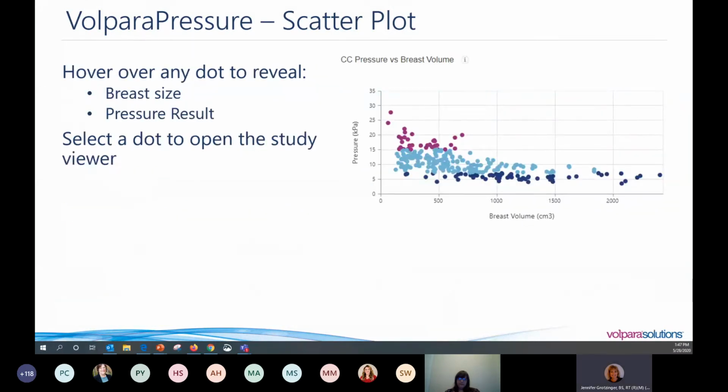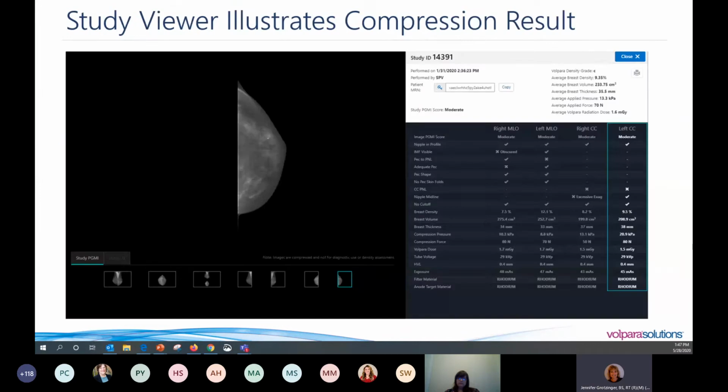How you can use this scatter plot is you can hover over any dot, just like this, and reveal the patient's breast size and the pressure result for that image. If you then click on that dot, you can open the study viewer, just like this. When you open the study viewer, it's going to open up to that specific image. So you'll be able to see whether it is a smaller, medium, or larger breasted patient, which you already knew from your scatter plot, but this helps you identify that size a little more visually.